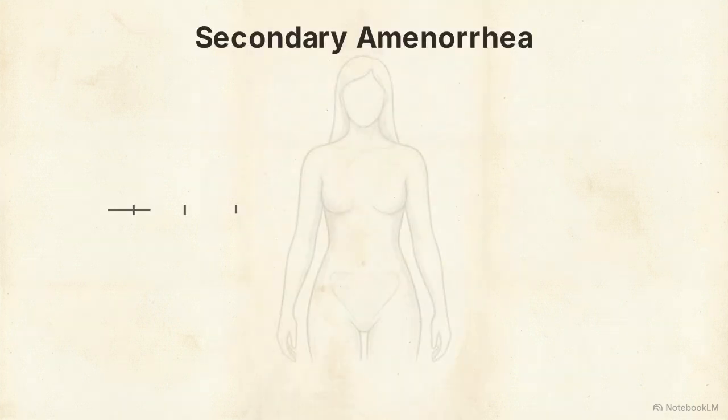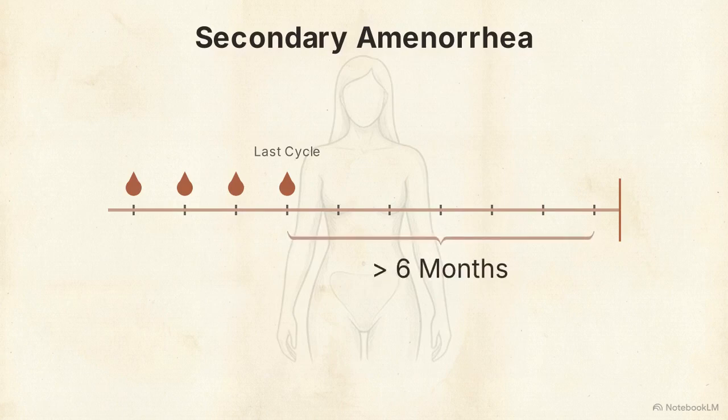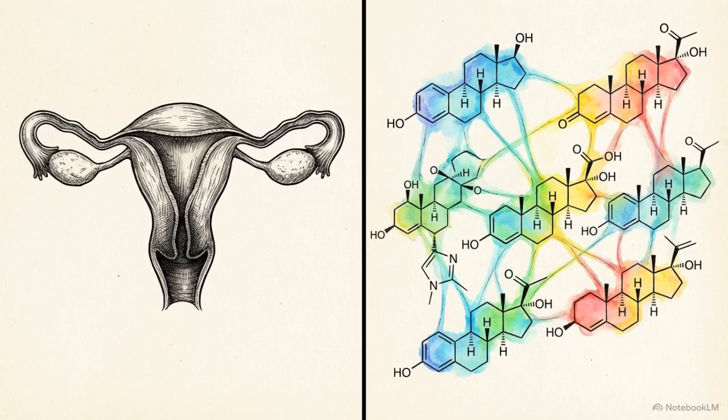The second category is secondary amenorrhea. This applies to a woman who previously had regular or irregular menstrual cycles, but has now experienced a cessation of menses for greater than 6 months. Accurately diagnosing the root cause requires the clinician to systematically separate structural, anatomical blockages from chemical, hormonal signaling failures.